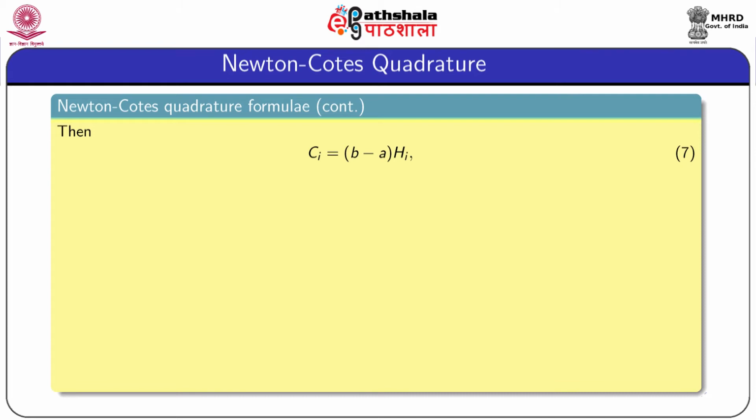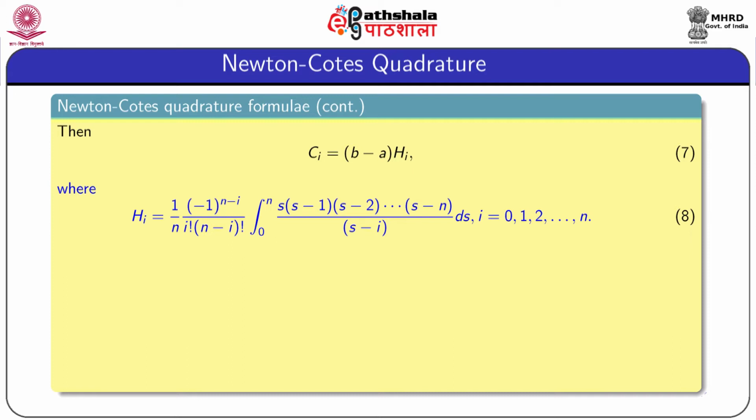Then Ci can be written as (b minus a) into hi, where hi is given by equation 8. The quantities hi's or Ci's are called the Cotes coefficients. See that Ci and hi are almost the same, only the factor (b minus a) is multiplied with hi to get Ci. So these constants are called the Cotes coefficients, and these are very important parameters in Newton-Cotes quadrature formula.